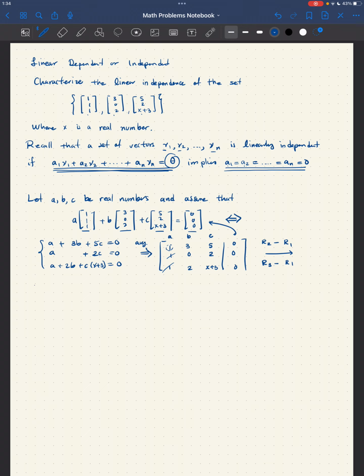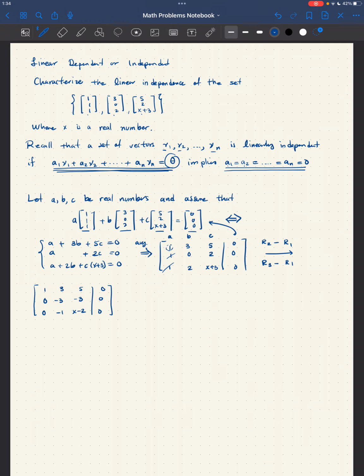And the result of that operation is the following. I have 1, 3, 5 as the first row, which remains intact. For the second row I have 0, negative 3, negative 3, and 0 here. For the third, I have 0, negative 1, x minus 2, and 0 here. Okay, well, next operation.